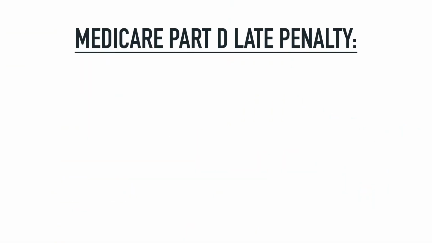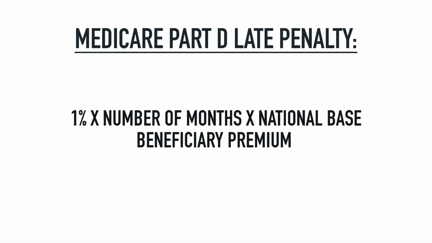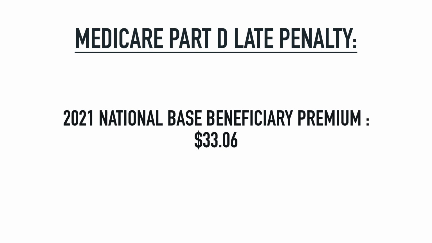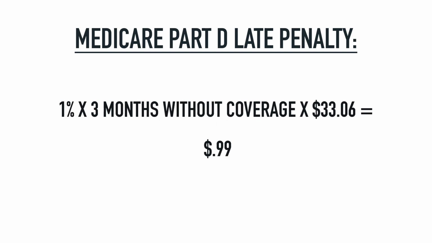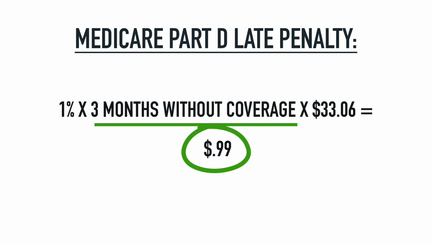The late penalty is calculated as 1% times the amount of months without coverage times the national base beneficiary premium. Now currently the national base beneficiary premium is $33.06. However, it does go up on a yearly basis. So right now, if you only go for a couple of months without coverage, your penalty could be less than $1. But the longer you wait, the higher your penalty.